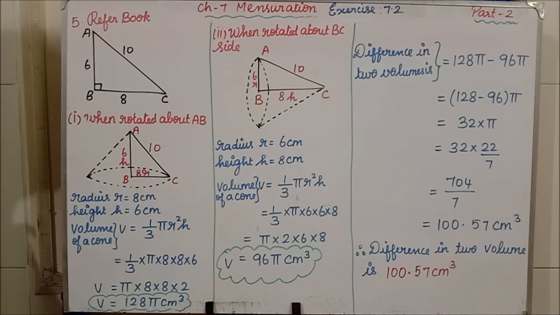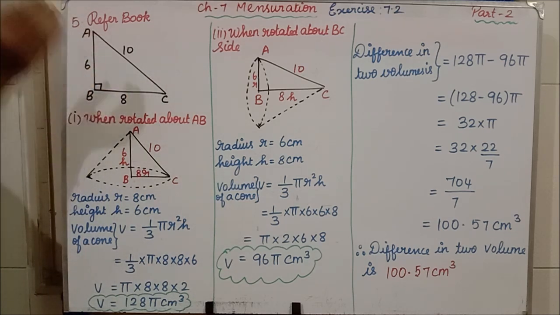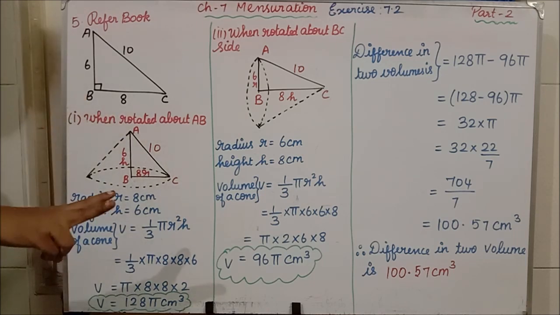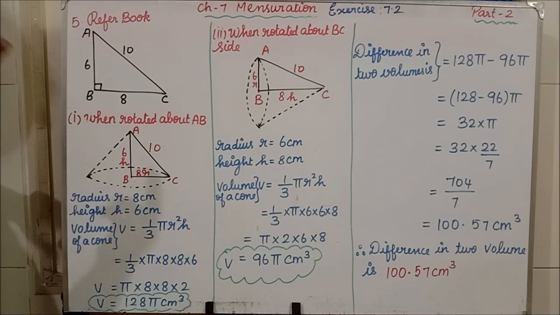Are you able to understand? They have given a right angle triangle with measurements and they are asking to rotate this triangle. By rotating it, one cone will be formed. Like that, they are asking to rotate two times. Then after finding the answers, you have to subtract both answers and produce the final answer. That is all they are saying in the question.